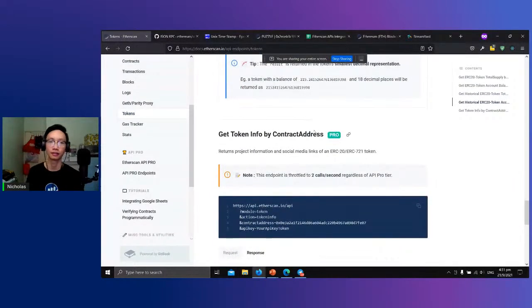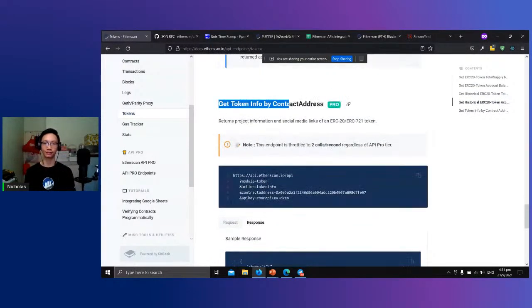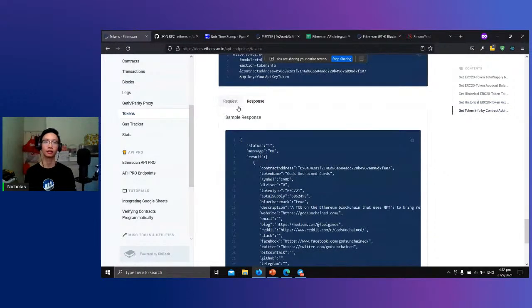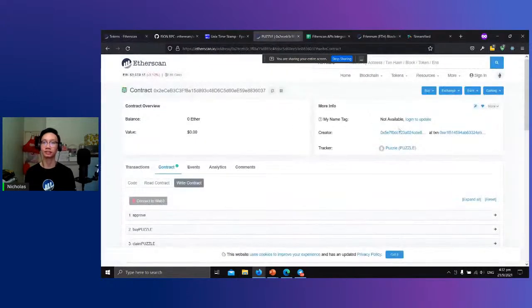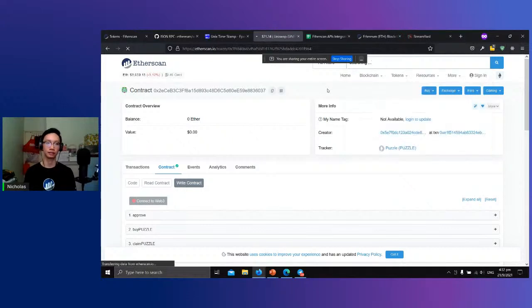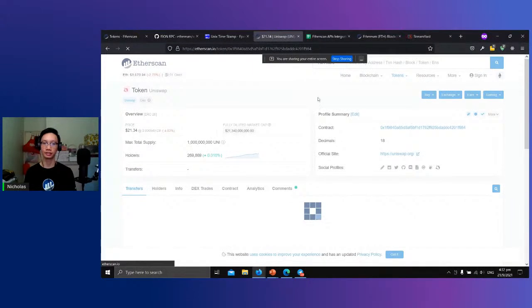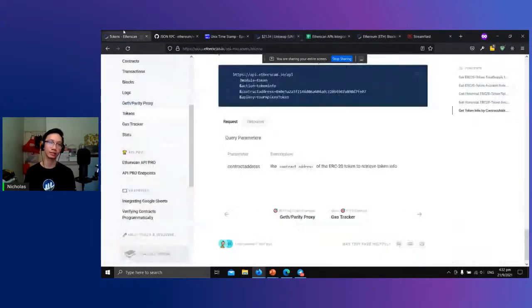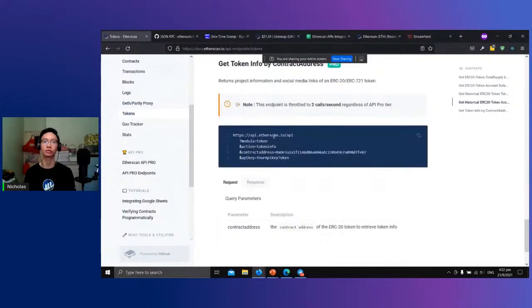Something cool that we also have is get token info by contract address. This is the section that you will see on Etherscan for something like, let's say, UNI. It's still loading for some reason. Okay, so you would see under this profile summary the name of the project and its social profiles. You can get that using an API endpoint too. All you need to do is specify the token contract address.